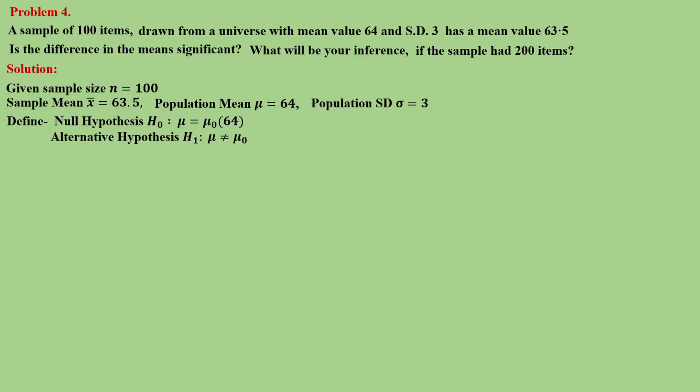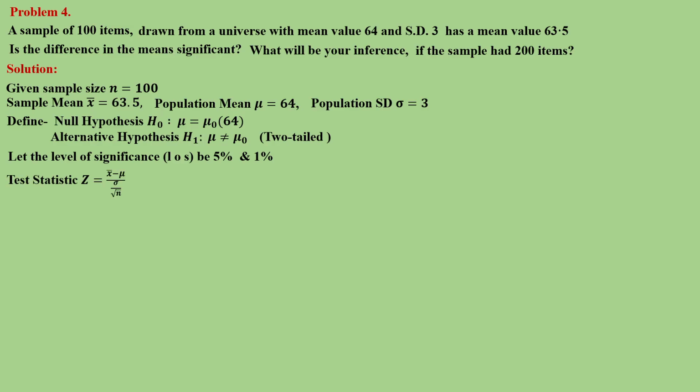Alternate hypothesis, so it is not equal. It is not from the population with mean 64. So there is a significant difference. So we are taking mu not equal to mu naught, that is a two-tailed test. For significance levels, let us have 5% and 1%.